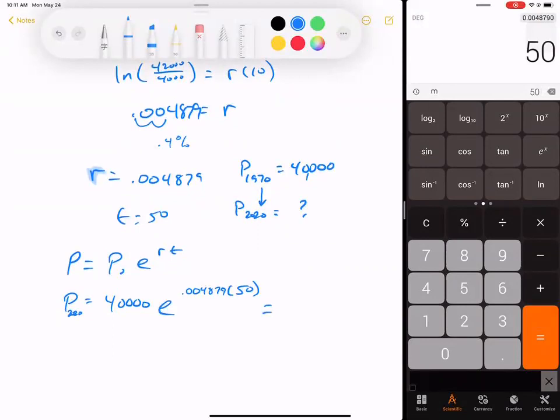So on my calculator, I'm going to do the exponent first. 0.004879 times 50. That's the way my calculator works. Enter. I'm going to take the exponential of that, which is 1.27, and multiply that by the 40,000 that we started off with. And the population of Coville in 2020 is 51,051 people.